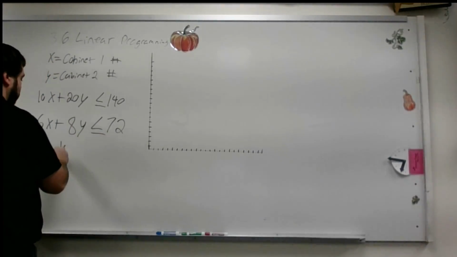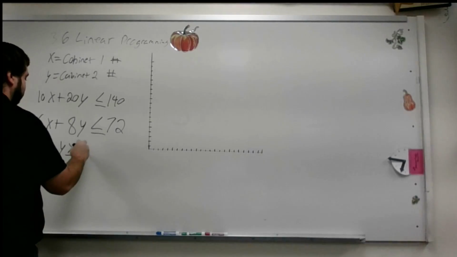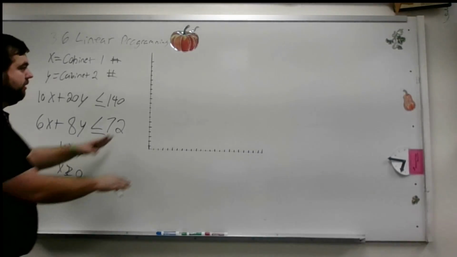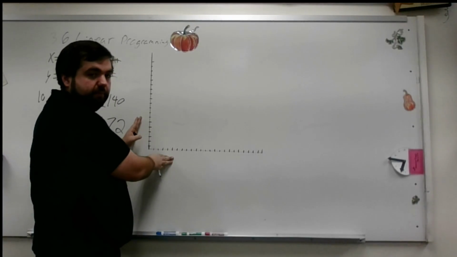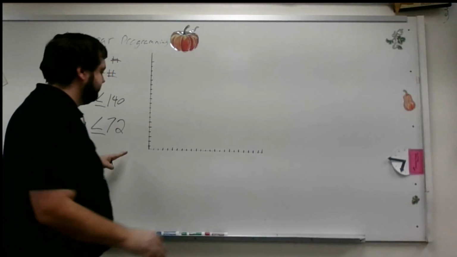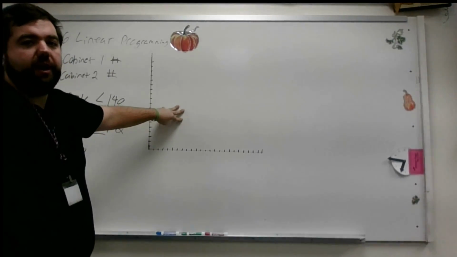Two more constraints, and they're implied. What are they? Y is greater than or equal to 0. X is greater than or equal to 0. I've already shown that by having just quadrant 1 be my graph.